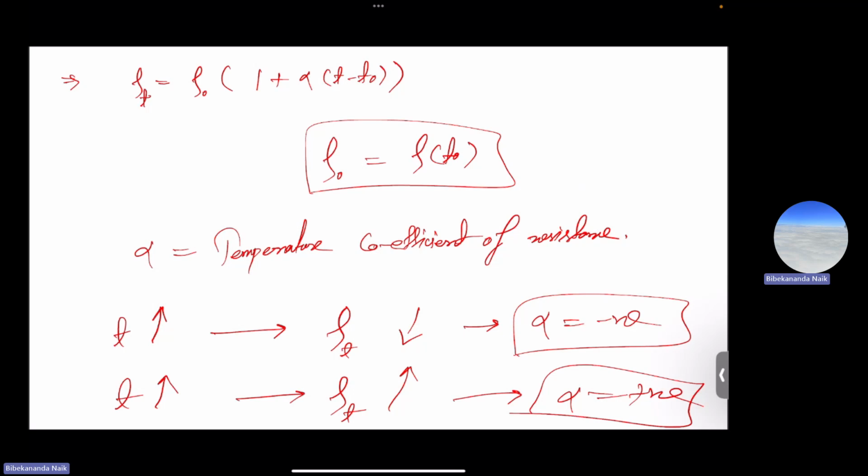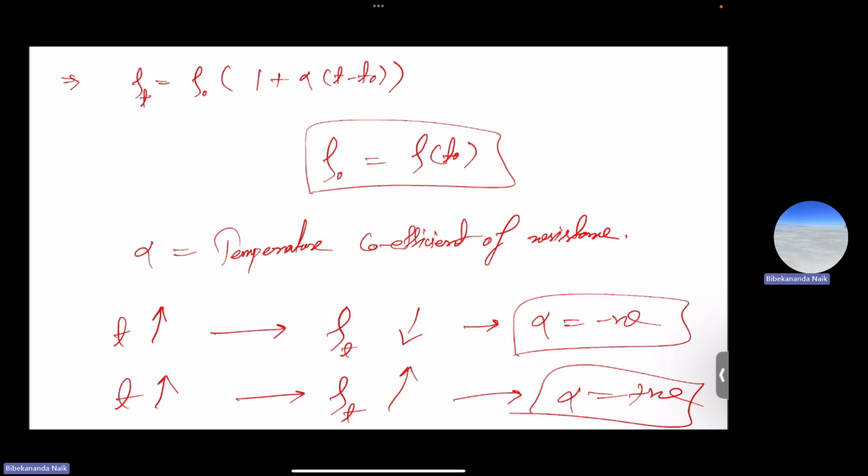So you can clearly say when alpha is greater than 0, alpha T will be greater than alpha 0, that is, resistivity increases. So when resistivity increases with temperature, it has a positive coefficient of resistance. When resistivity decreases with temperature, it is called a negative coefficient of resistance. For example, for conductors, resistivity increases with temperature, so it has a positive temperature coefficient of resistance.